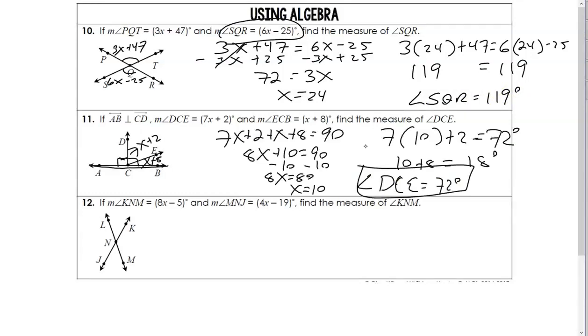All right, number 12. If the measurement of angle KNM is 8x minus 5, and the measurement of MNJ is 4x minus 19. Now notice that these are on a straight line. When they're on a straight line, they're called a linear pair, and they're equal to 180. They're supplementary angles. So we can go ahead and set the sum of them equal to 180.